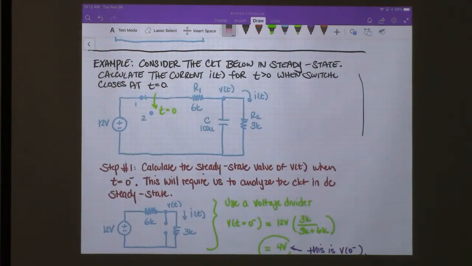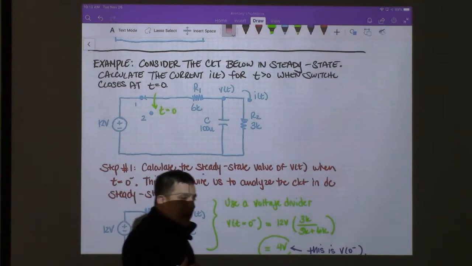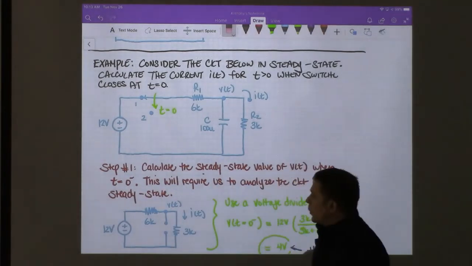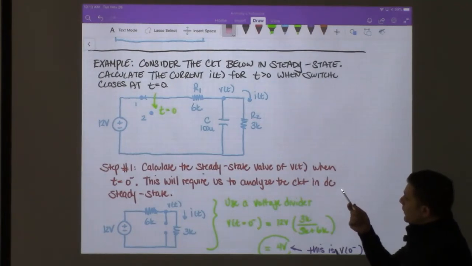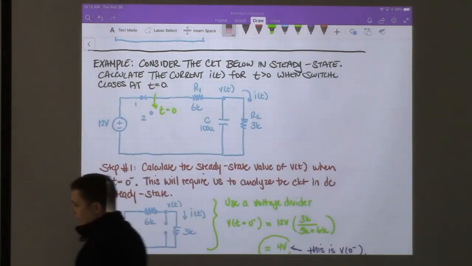Okay, so now let's take a look at another example. So this one is a little bit different, right? This one has 2 resistors as opposed to 1. And it's a little bit different. I forgot a line here.